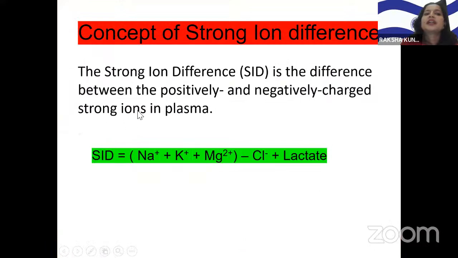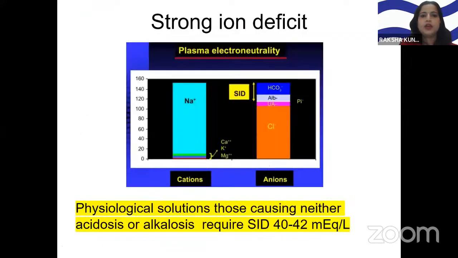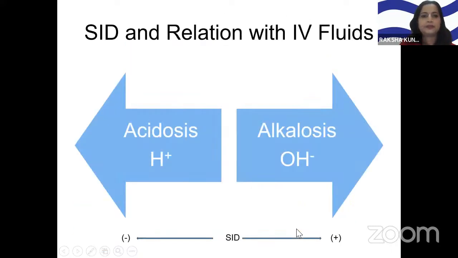I want you to understand the concept of strong ion difference. What is strong ion difference? It is the difference between all the major positively and negatively charged ions in the plasma. So SID would be sodium plus potassium plus magnesium minus chloride plus lactate. Normal SID is important for maintaining the electroneutrality of the plasma. For all physiological solutions that cause neither acidosis nor alkalosis, the SID should be within 40 to 42 milliequivalents per liter.